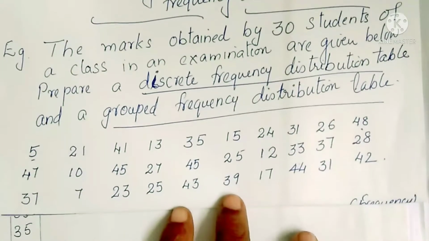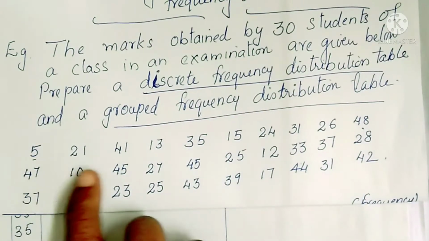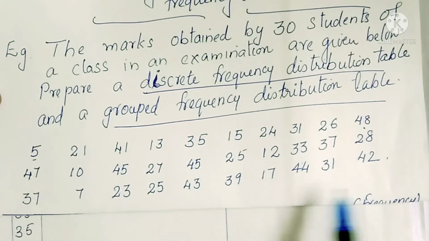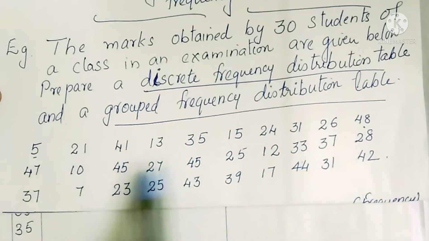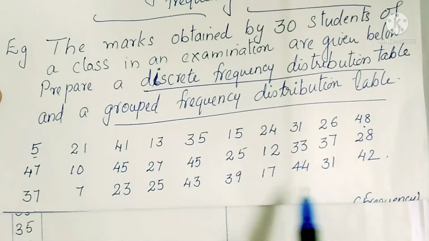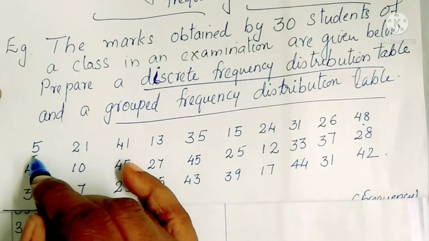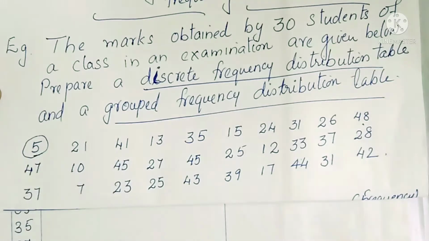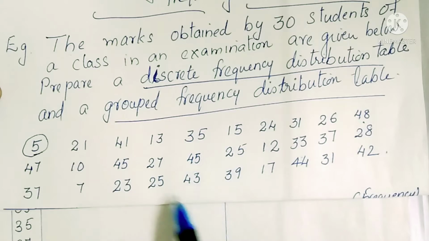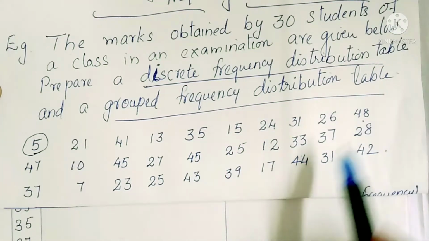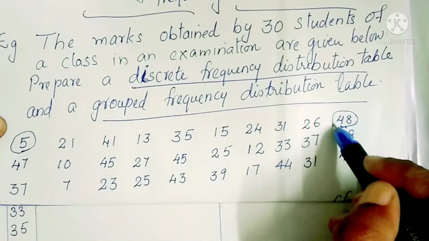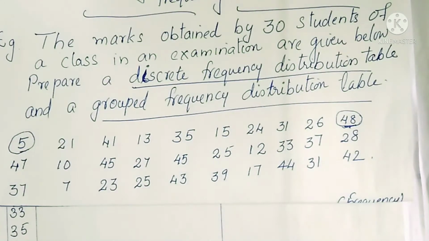Now you see here are the marks: 5, 21, 41, 13, like that. Children, there are 30 students who scored these marks. Now the first thing that you have to do is find out the lowest mark. Here the lowest mark is 5, and then you check. Here it is 47, here it is 45, here also 45. Here it is 48. So 48 is the highest mark.